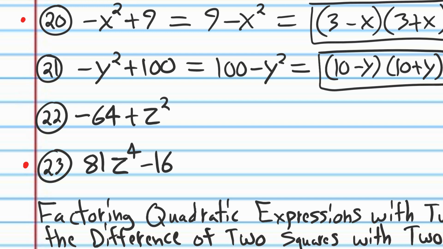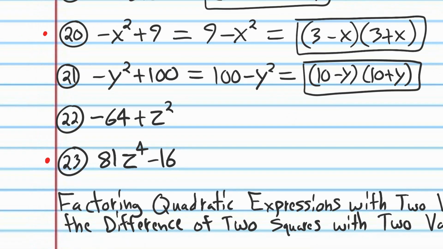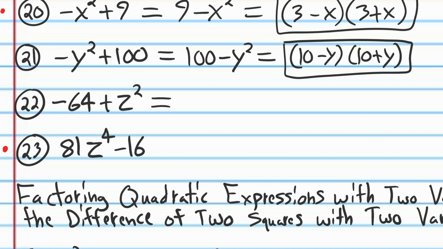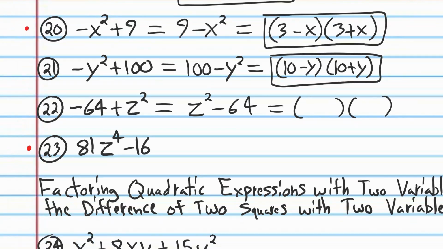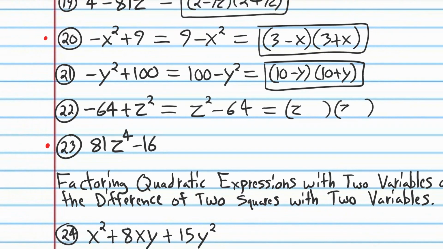So why don't you try number 22, and when you come back, we'll do it together. All right, we're back, so rearrange the terms, and now we can see that it's a difference of two squares. Put two sets of parentheses, and it's just like all the other problems, or most of the other problems. So if you got that answer, good job.